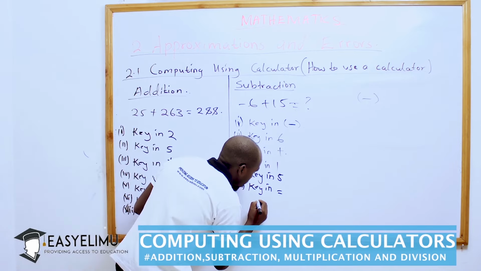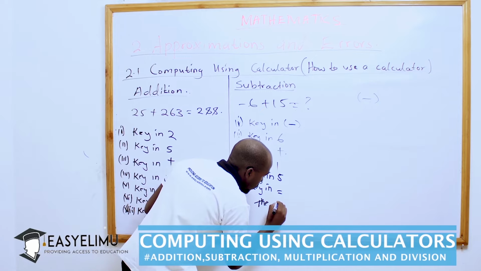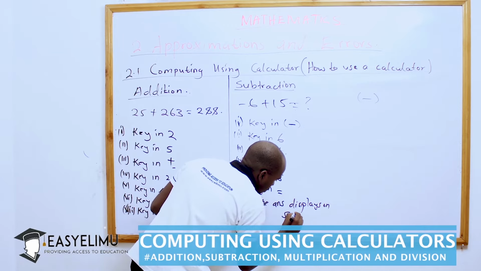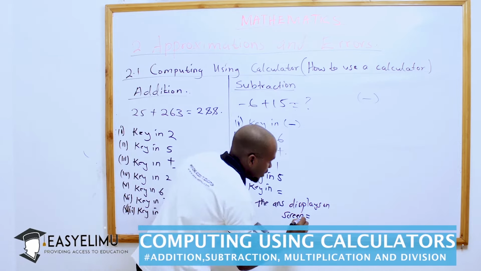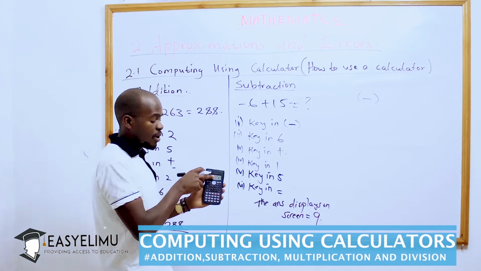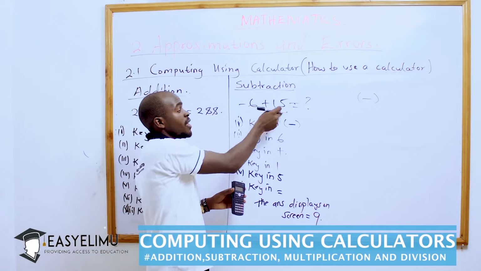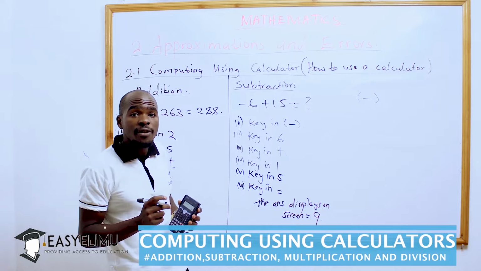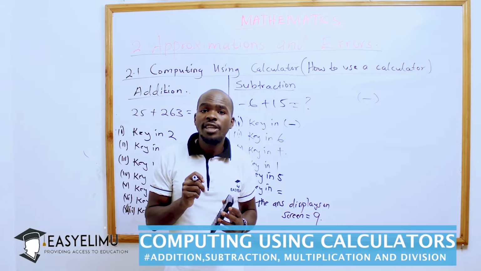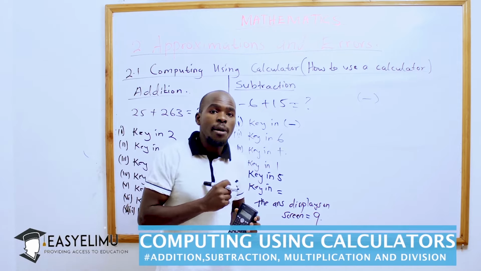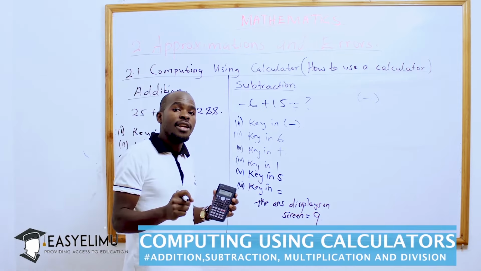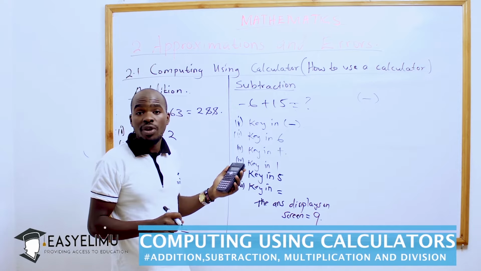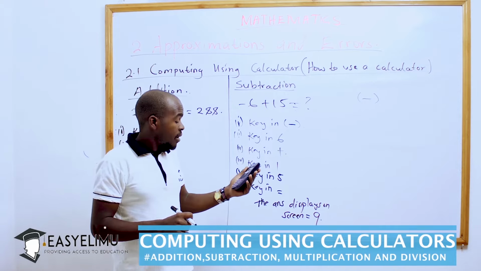If you key in this equal sign, you will find the answer displays on the screen. The answer which displays on the screen is 9. So meaning if you take negative 6 plus 15 or 15 minus 6, you are going to get 9. So for any subtraction or any given digits, you do the same procedure: just identify the given digits and press them on the calculator with the given signs, and the calculator will automatically give you the required answer.